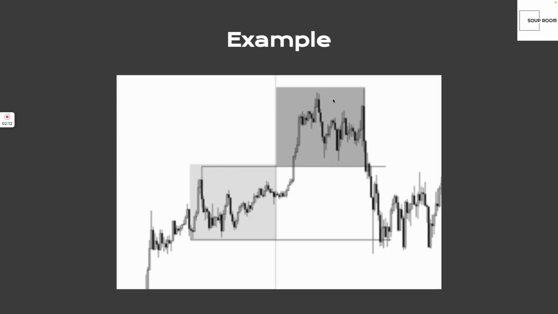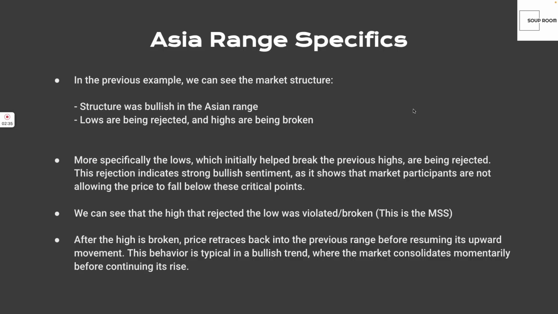You want to look for your entries. Turtle soup, order block formed, entry off of the order block. If you don't catch it, you can catch an OTE. This right here is the basis of the Asian range model. Study this very image. Let's talk about some specifics.